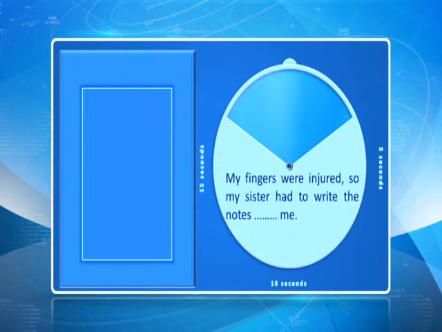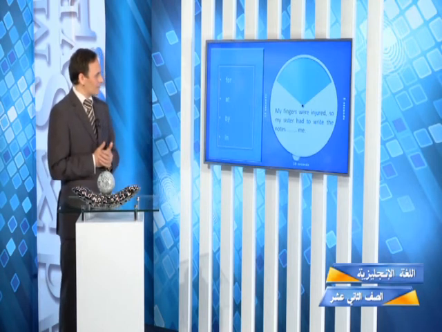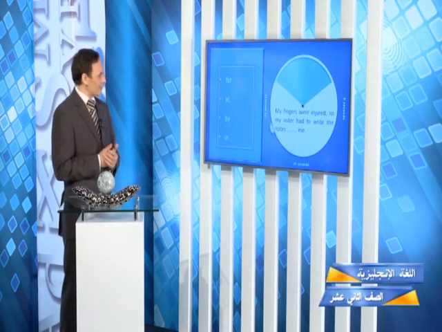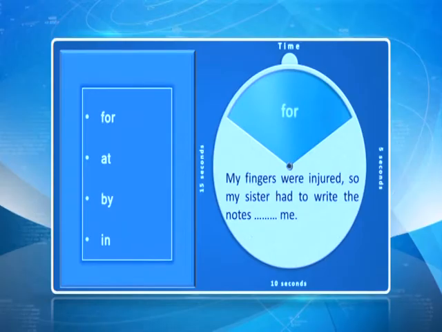Next sentence: my fingers were injured, so my sister had to write the notes, blank me. Here are a few prepositions, and you need to use the appropriate one and the most accurate one to complete the meaning of the sentence. A few seconds to think. I think this is an easy sentence. So my fingers were injured, so my sister had to write the notes for me. For me is the right answer.